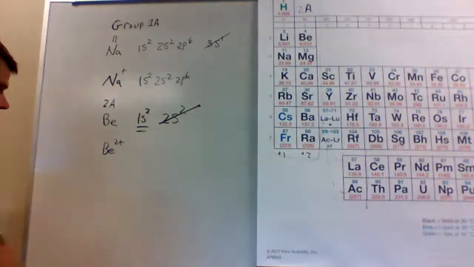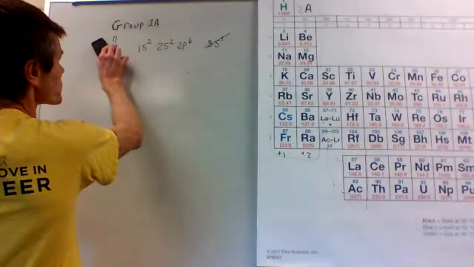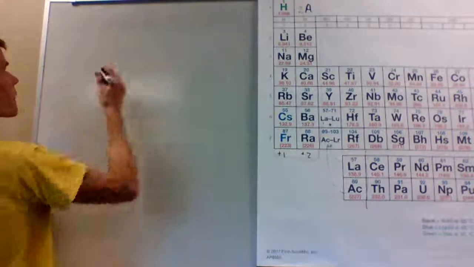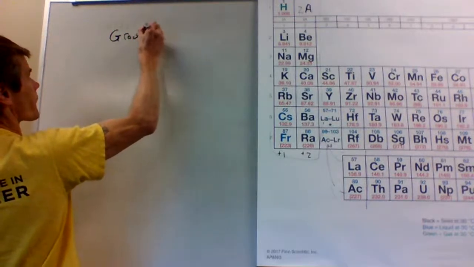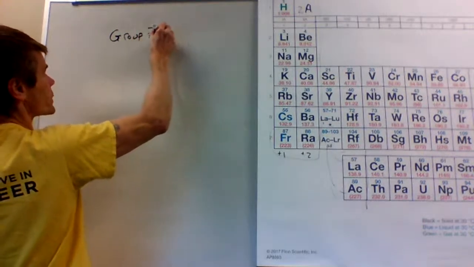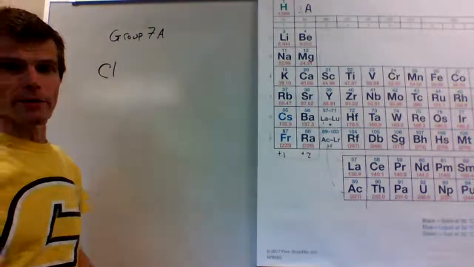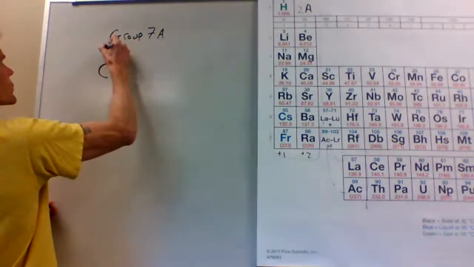Anions. Nonmetals like to pick up electrons. We're going to look at one in particular. We're going to look at chlorine. Chlorine is a group 7A. It's called a halogen. Chlorine has 17 electrons.